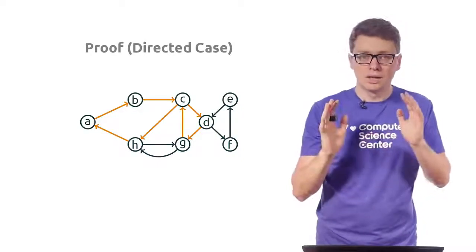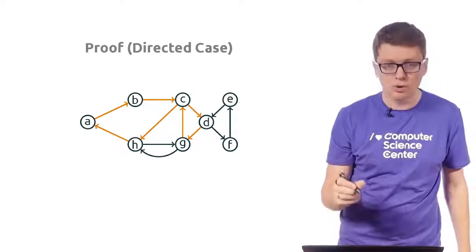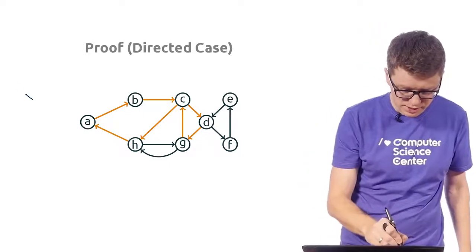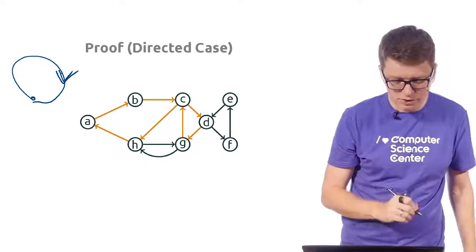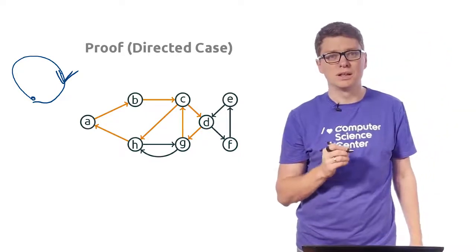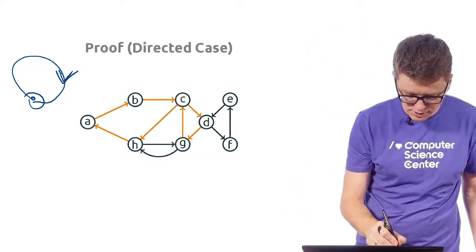Okay, let's now see what happened. On our first iteration, we started from node A and we constructed some cycle. Okay, this was, very roughly, how our cycle looked like. Then we realized, so this was vertex A.